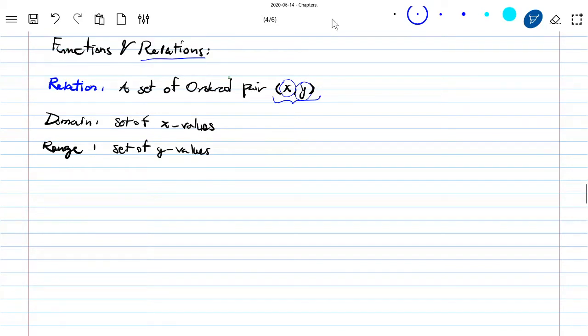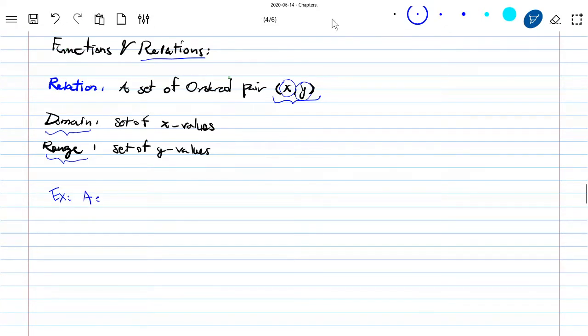And the first entries, which are your x values, we call the domain. The y values, we call the range. So all those x's create the set. That's the domain set. The range would be all the y values that belong to that relation. Let's see an example.